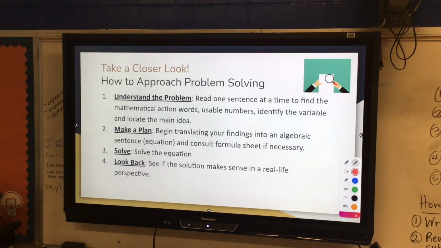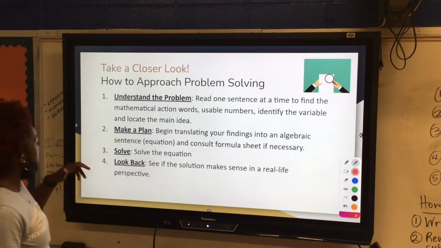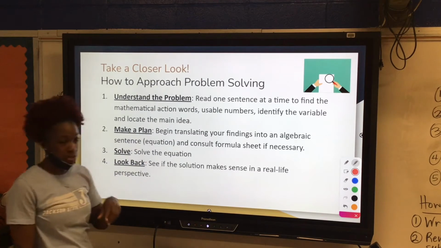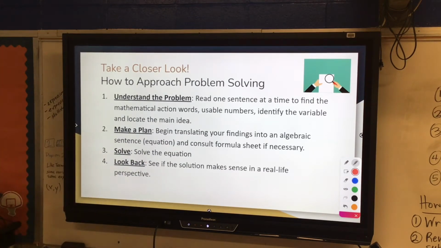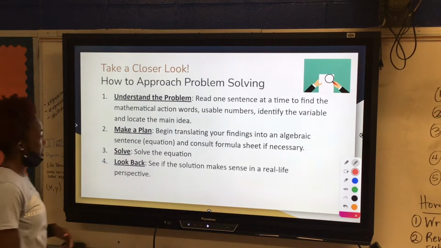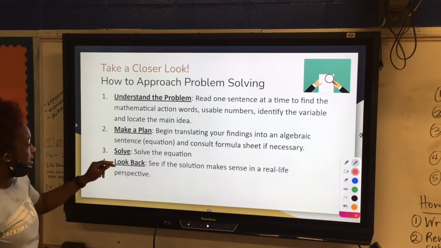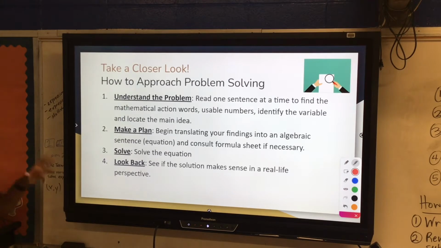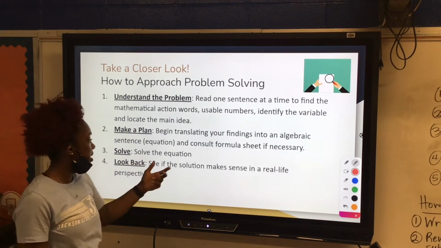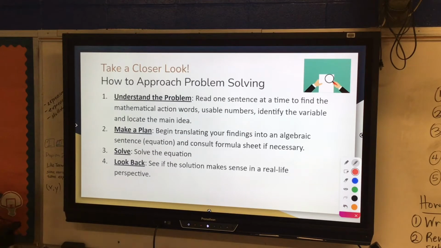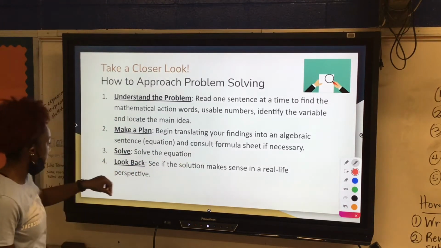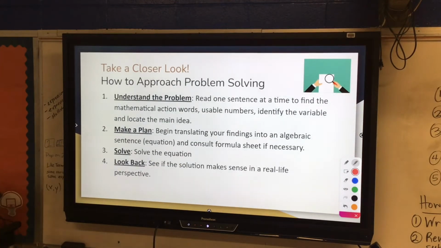All right, so how do we approach problem solving? One, understand the problem. So you have to read one sentence at a time to find the mathematical action words, usable numbers, identify the variable, and locate the main idea. Secondly, you want to make a plan. Begin translating your findings into algebraic sentences, which is the equation that we have to come up with, and consult the formula sheet if necessary. Then we have to solve the equation using Desmos, split and solve strategy, and then we need to look back at it and make sure that it makes sense.